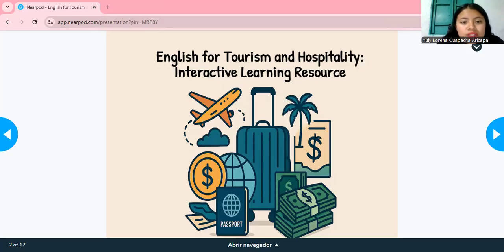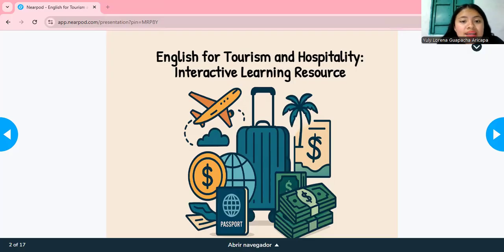The resource is called English for Tourism and Hospitality Interactive Learning Resource. It is structured as a complete lesson that begins with a welcome and the learning objectives students are expected to learn. Each slide in the lesson is visually organized and includes clear instructions. The language is suitable for learners at an intermediate level. The resource is easy to follow and was carefully reviewed to avoid grammatical and formatting mistakes.